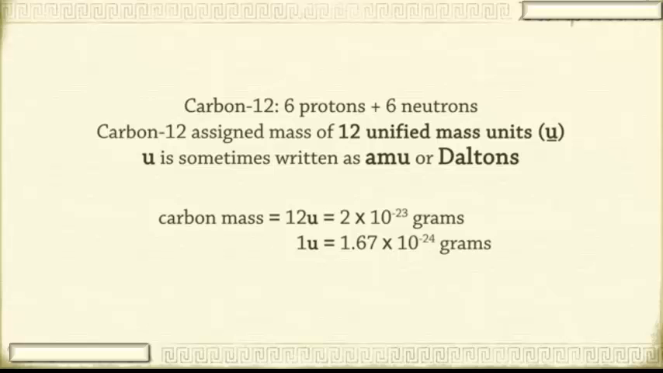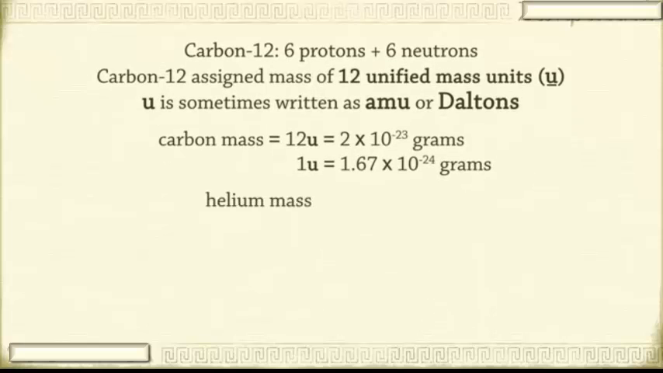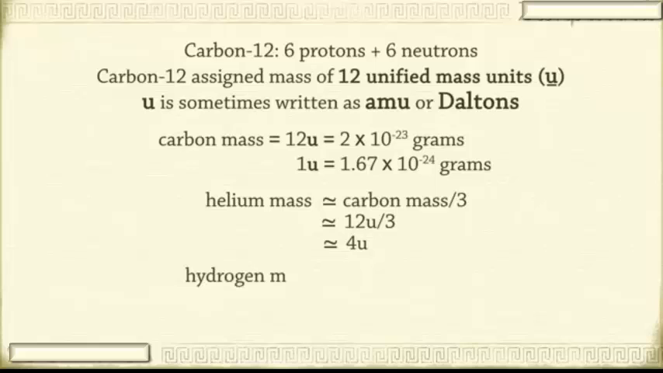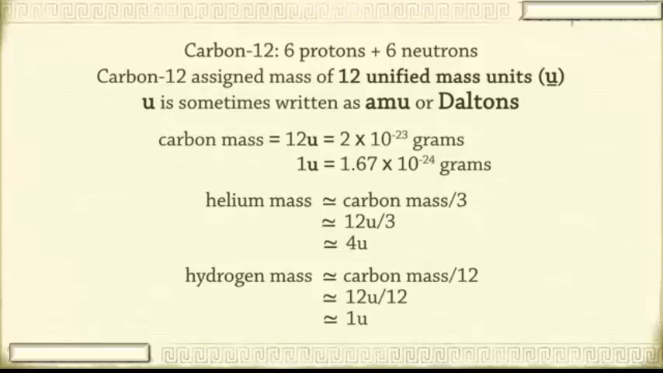So then, helium is about 4 u, because a helium atom is about 1/3 the mass of a carbon atom. 12 u divided by 3 equals 4 u. Hydrogen, the smallest atom, is about 1 u, because it's about 1/12 the size of a carbon atom. 12 u divided by 12 equals 1 u.